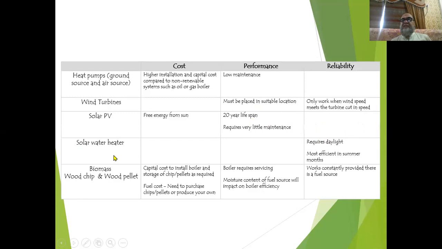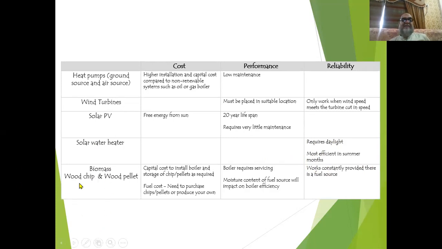Solar water heater requires daylight and is most efficient in summer months, and it will be very good for us. But if you are in summer, we may not need hot water. So this is only related to places where they have summer and winter, half summer, half winter type of climate.